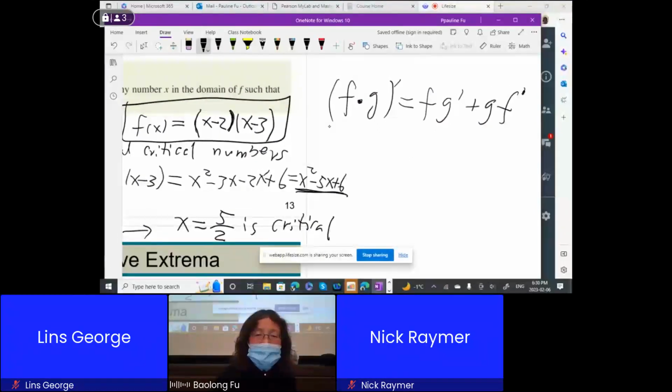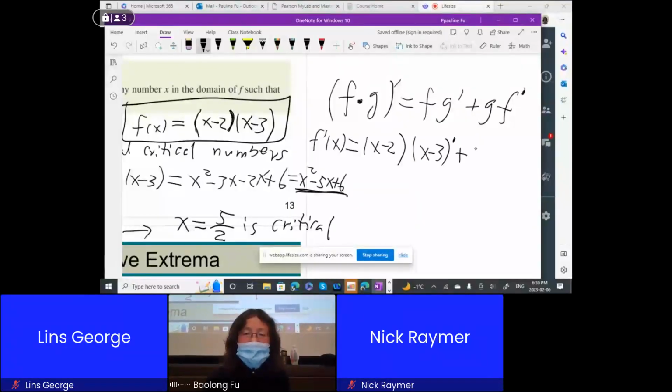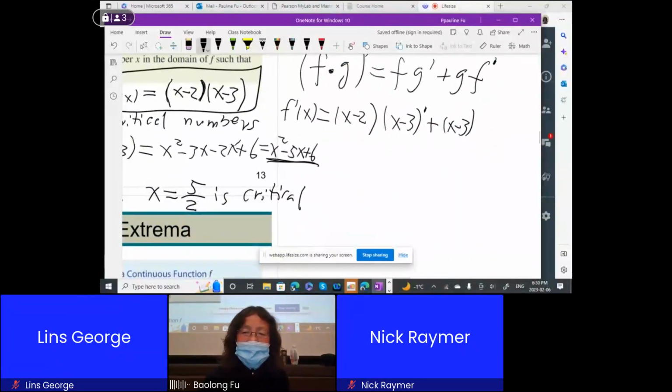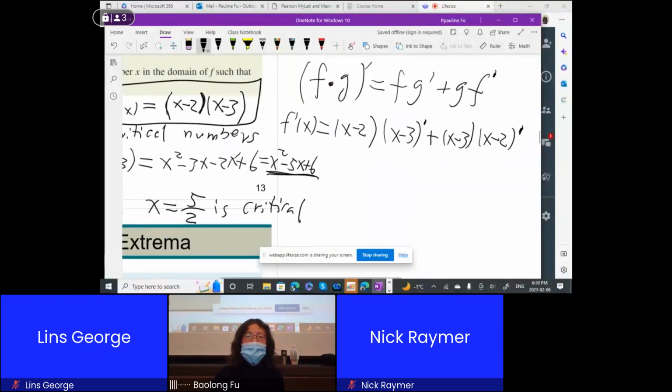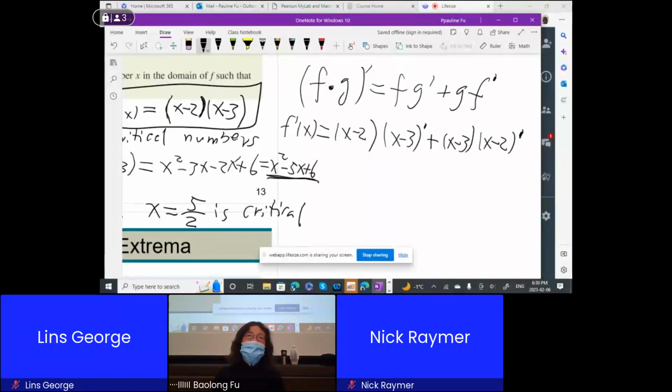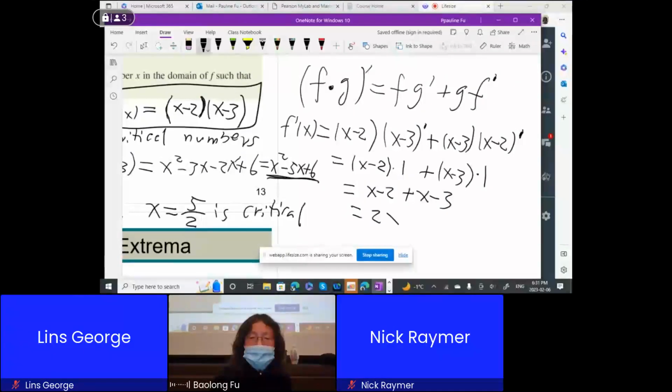And then you use this product rule to find f prime of x. Here f is x minus 2 and g is x minus 3, so directly apply the product rule: x minus 2 times the derivative of x minus 3, which is 1 times 1, plus x minus 3 times the derivative of x minus 2, which is 1. That equals x minus 2 plus x minus 3, which equals 2x minus 5.